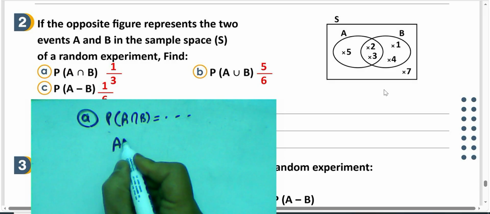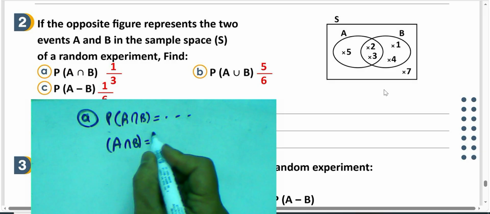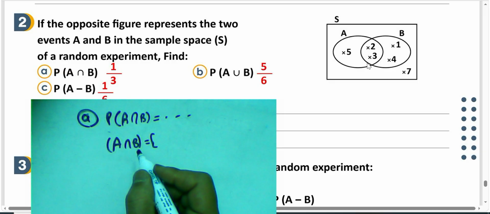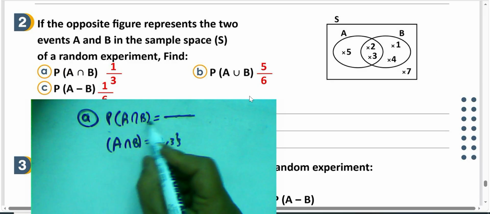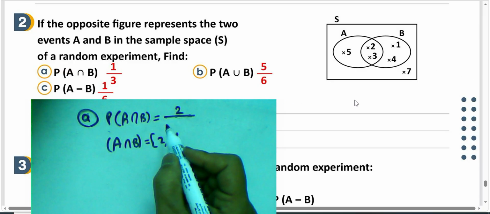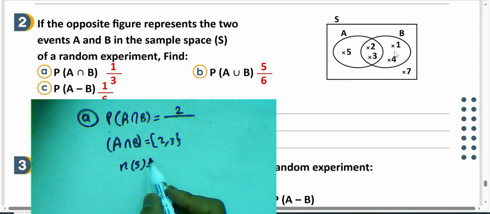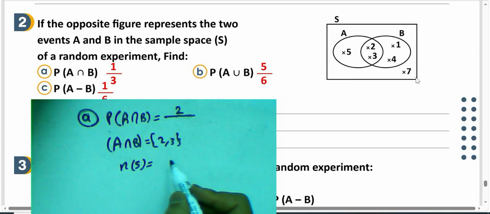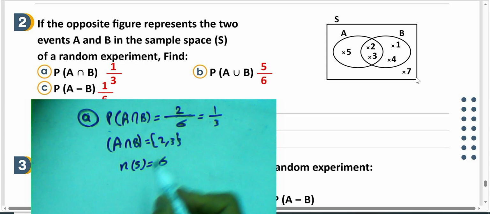We know A intersection B here equals what? Look here, the intersection between A and B, we have 2 and 3. And the probability of A intersection B, we have 2 digits from the total number of all elements in the sample space, we have 1, 2, 3, 4, 5, 6. Then we have 2 over 6. Then the result will be 1 over 3.